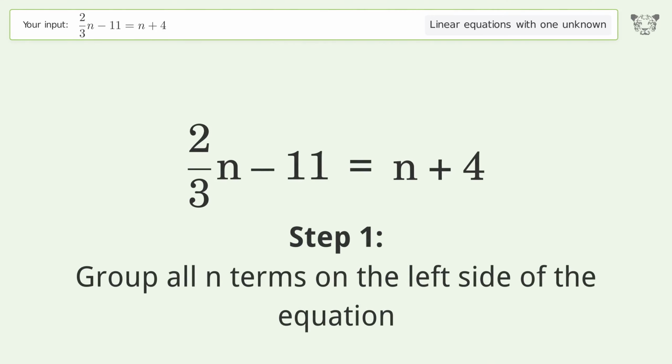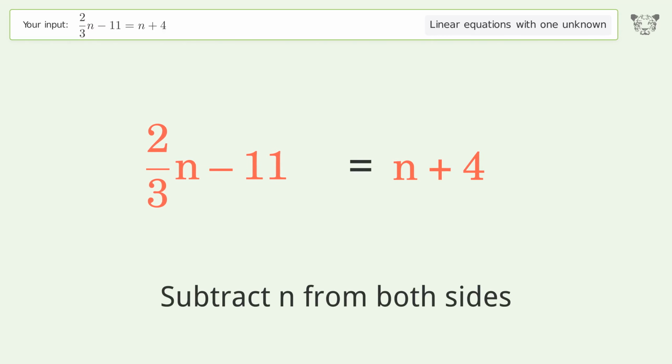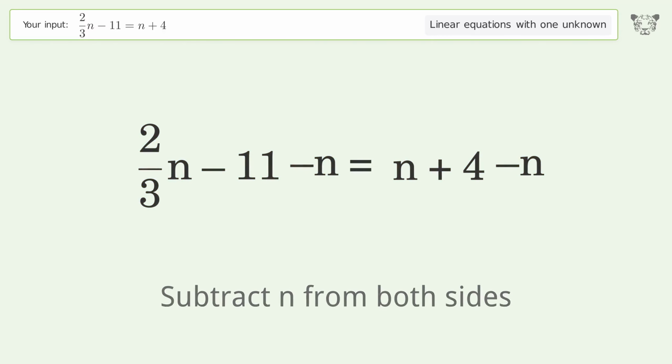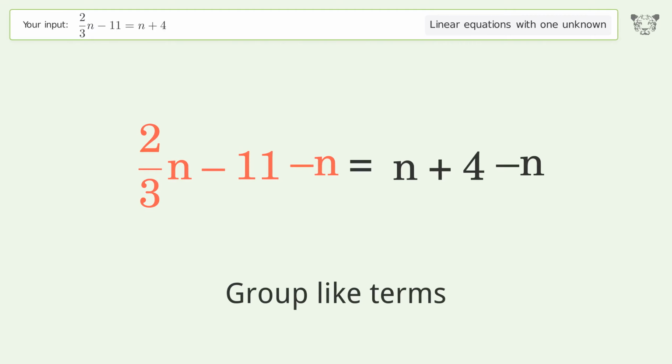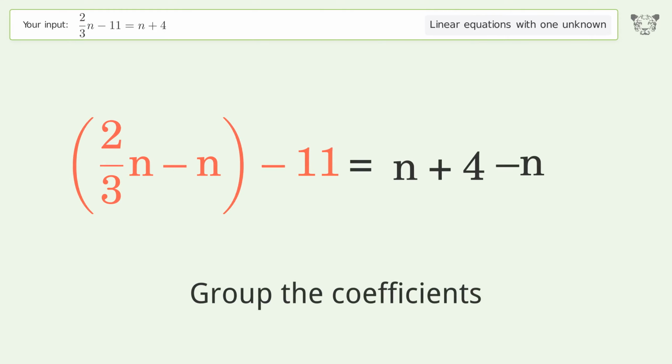Group all n terms on the left side of the equation. Subtract n from both sides. Group like terms. Group the coefficients.